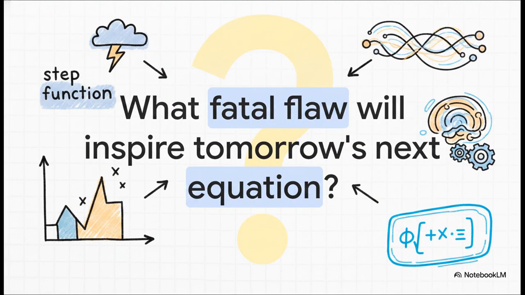And that brings us to the end of our evolutionary tale. We started with a brittle step function and arrived at these incredible self-normalizing probabilistic engines. But honestly, it leaves us with a pretty fascinating thought to consider. If every single activation function we've looked at today was essentially just an engineering patch for the spectacular failures of the last one, what invisible, fatal flaw is hiding in today's absolute state-of-the-art networks right now? And more importantly, what is tomorrow's next great equation going to look like to fix it?